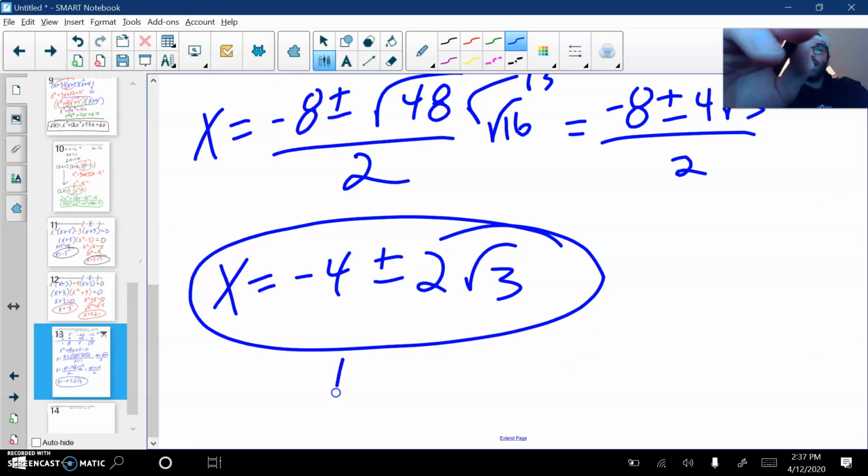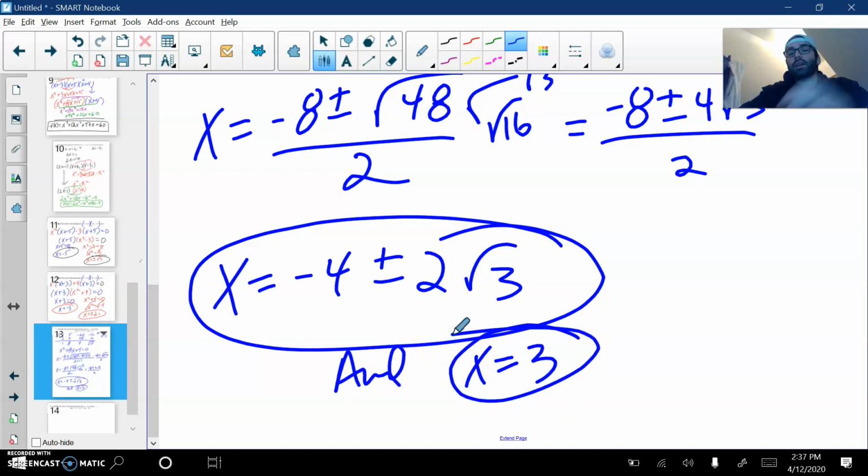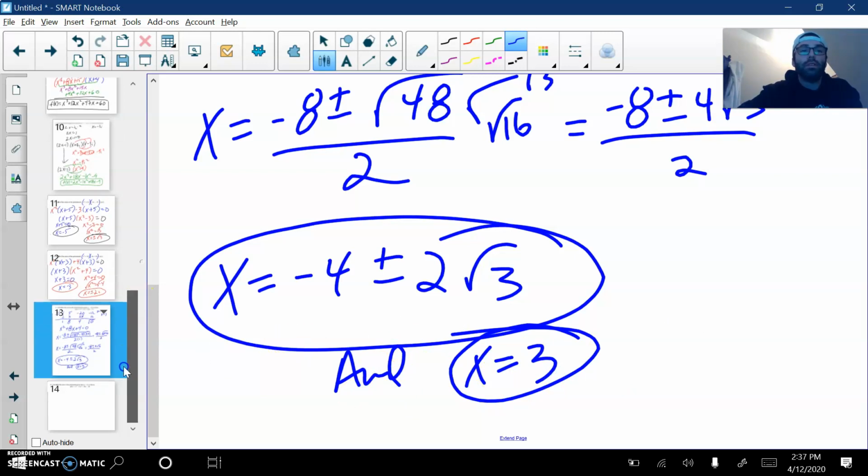So x equals 3. Okay, so don't forget about that. That's a common mistake that a lot of people make. They forget about that 3.